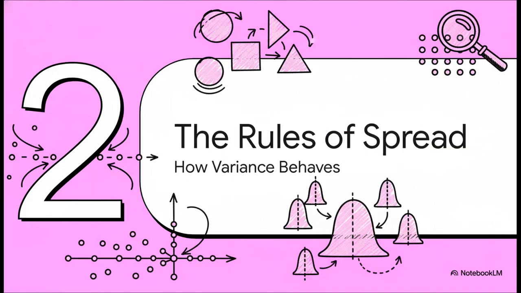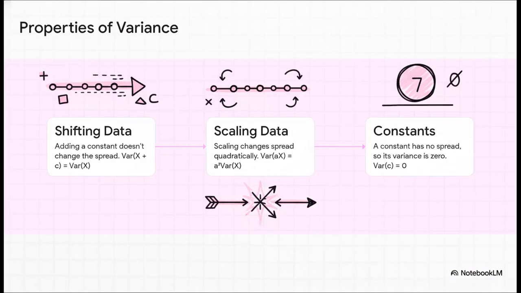Okay, so variance measures spread. But how does that spread actually behave when we start messing with the data? Let's take a look at a few super simple but really important rules. So what if we just shift our data? Let's say we add 5 points to every single score. As you can see, that doesn't change the spread one bit. The variance stays the same.